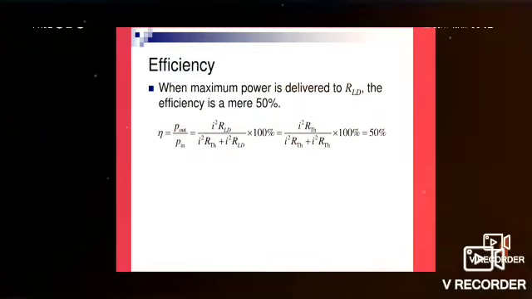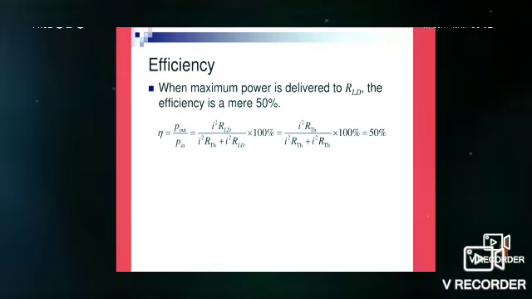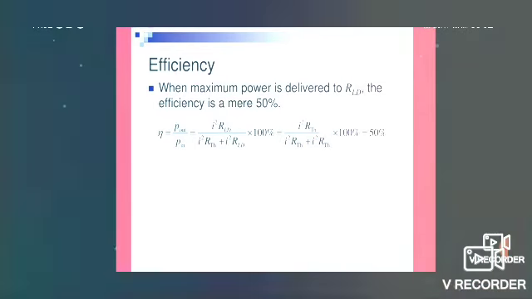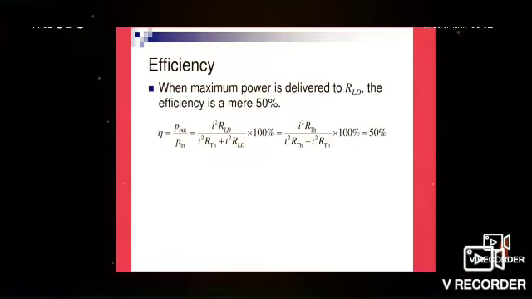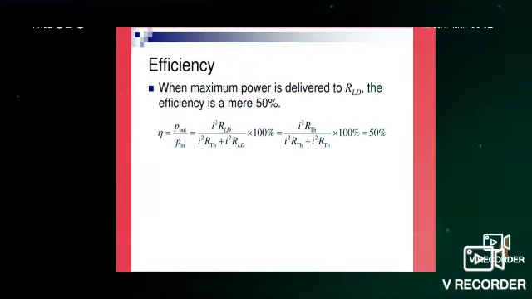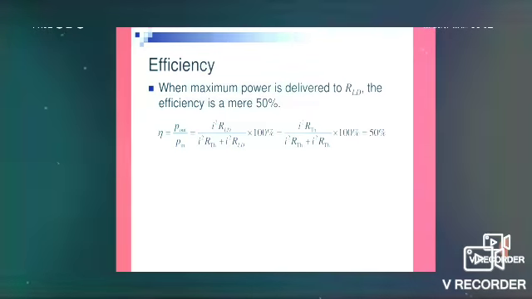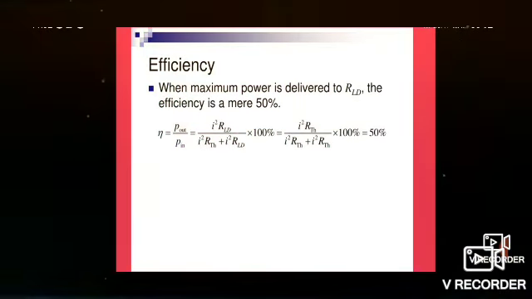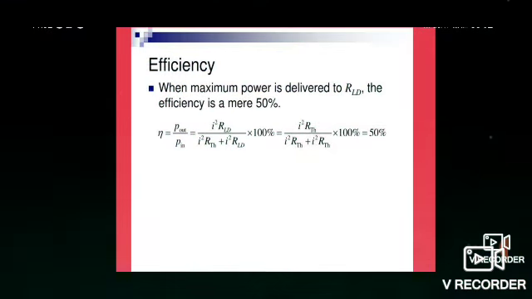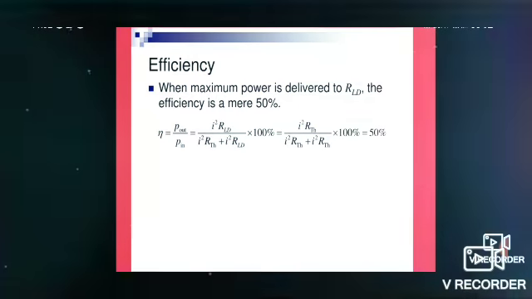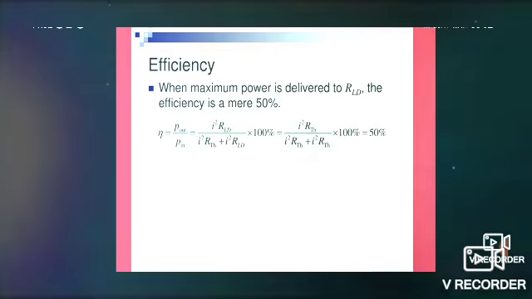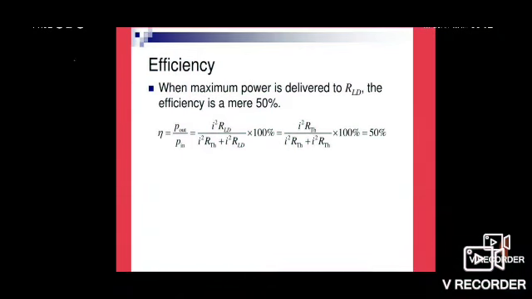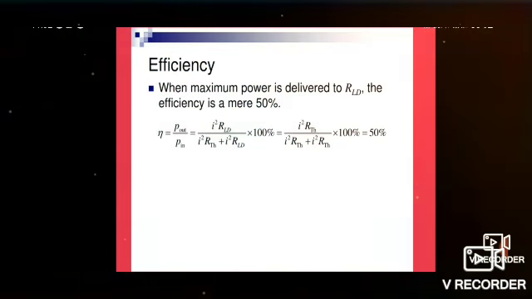When maximum power is delivered to RLD, the efficiency becomes 50%. That is given by the formula P out by P in. P out equals I squared RLD, divided by P in, which is I squared RTH plus I squared RLD, times 100%, that gives 50%. When maximum power is delivered to RLD, the efficiency becomes 50%. It is also an important point.